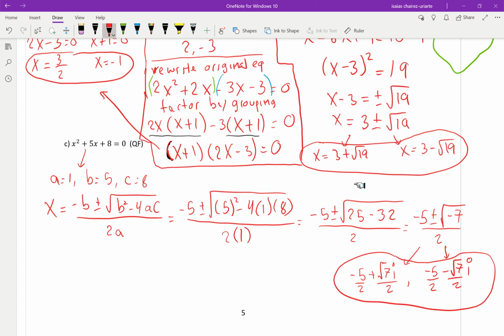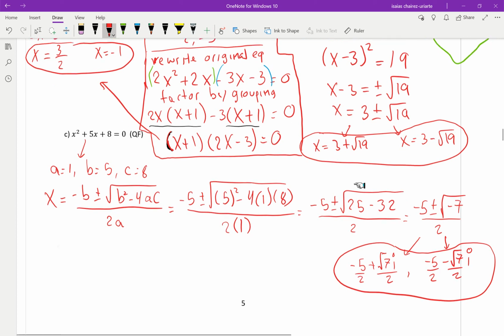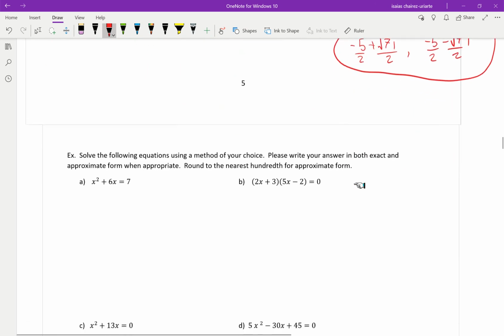Okay, so hopefully we agree on the answers here, and now you have several methods at your disposal. If factoring is possible, then factoring is probably the easiest case scenario. Completing the square is also pretty straightforward, and when everything else fails, then the quadratic formula is probably the tool to use. Good. So let's move on.